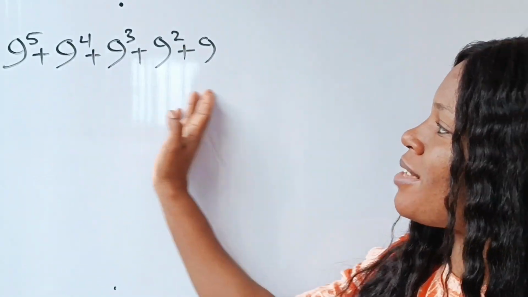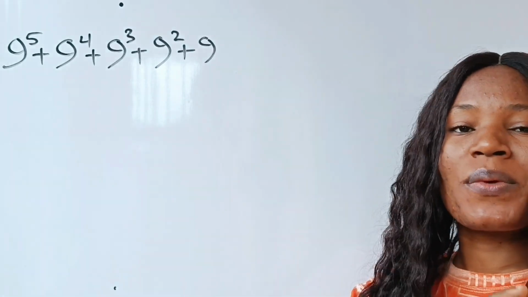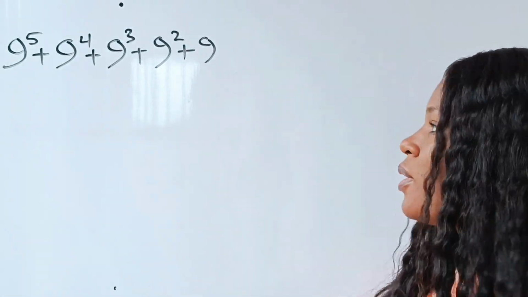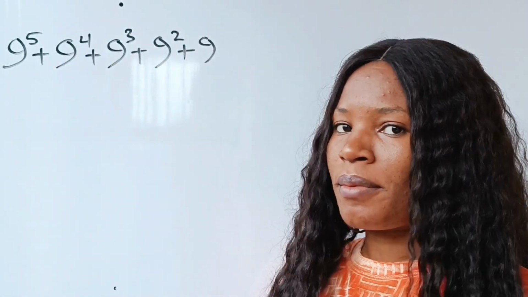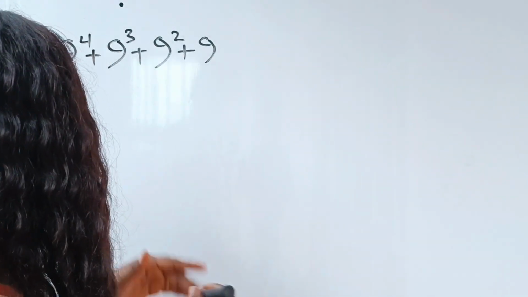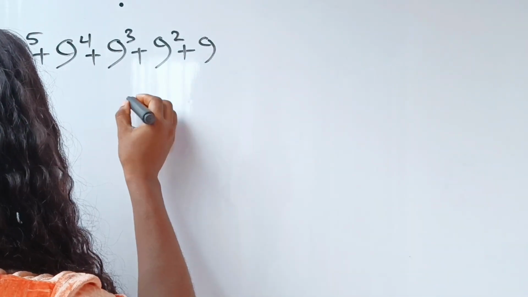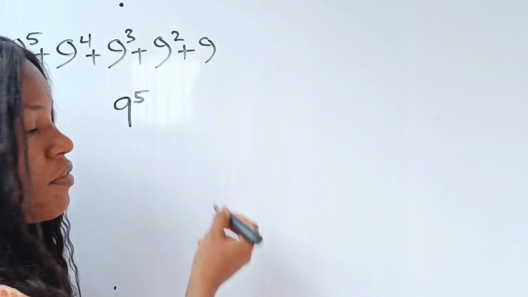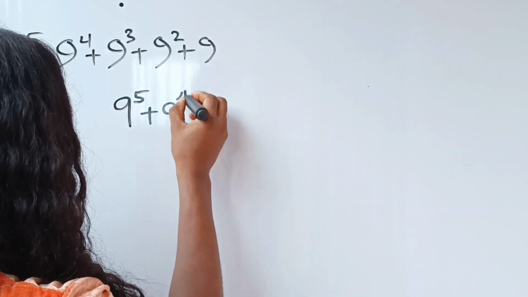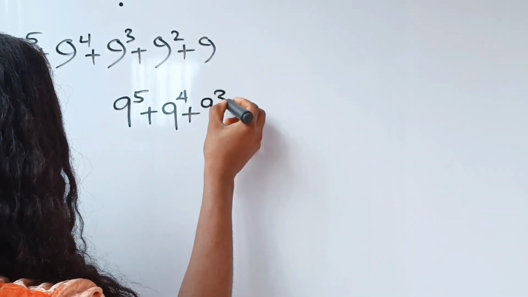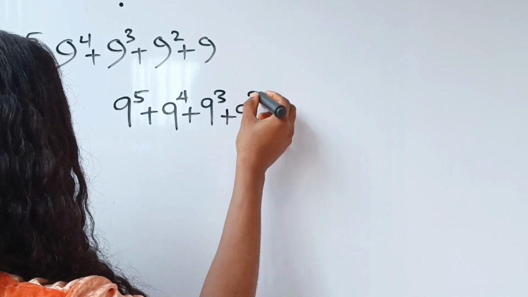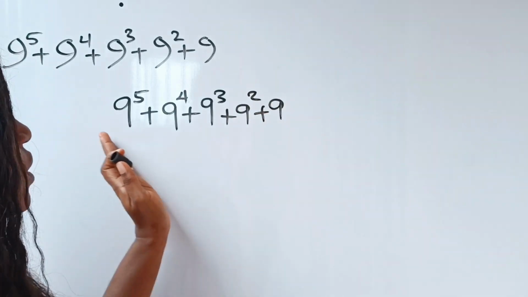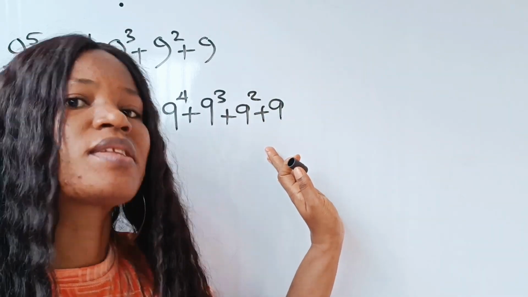So today we are asked to evaluate this without a calculator. Now this is how we go about it. I'm going to recopy this. The question says 9 to the power of 5 plus 9 to the power of 4 plus 9 to the power of 3 plus 9 squared plus 9. So this is what we want to evaluate now.